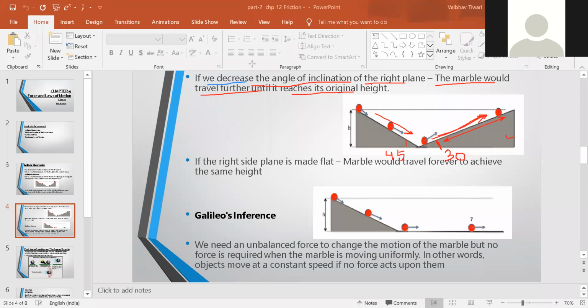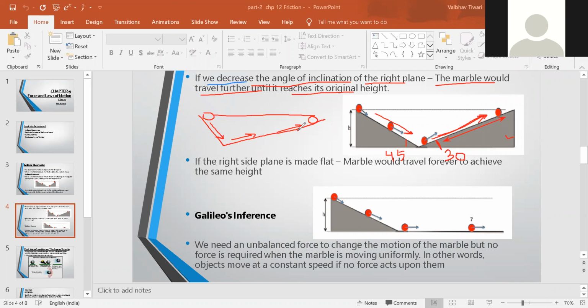I think it is simple. It is a very simple thing that it is going to cover more distance because it has to reach the same height. Similarly, if it is like this, and the second plane is somewhat like this, if the ball is dropped from here, then of course it is going to reach the same height. It will fall down. It will rise up till here.